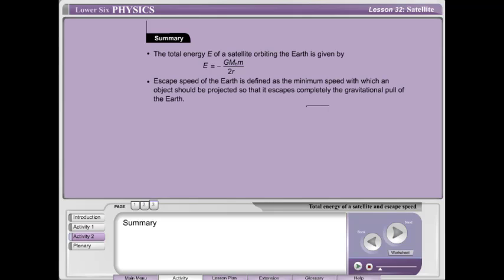Summary: the total energy E of a satellite orbiting the Earth is given by E equals negative G M_E M over 2R. Escape speed of the Earth is defined as the minimum speed with which an object should be projected so that it escapes completely the gravitational pull of the Earth. Escape speed from the Earth's surface, V, equals square root of 2 G M_E over R.